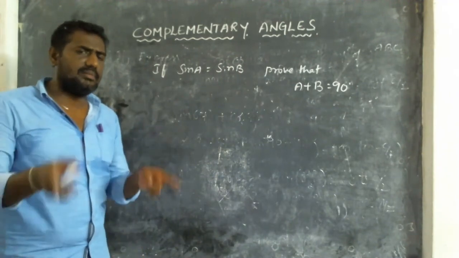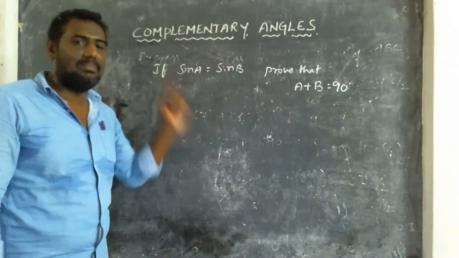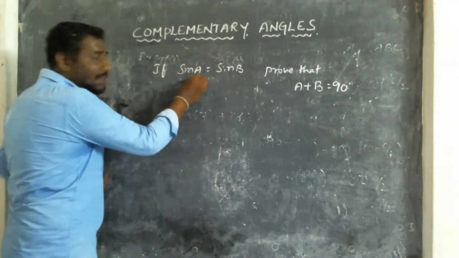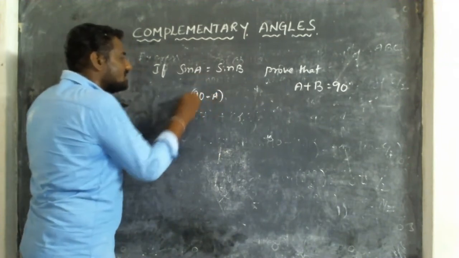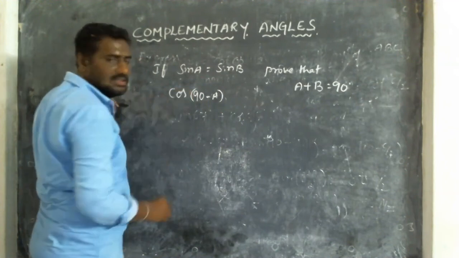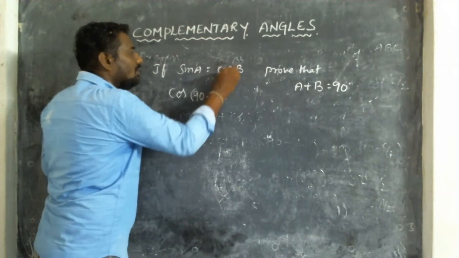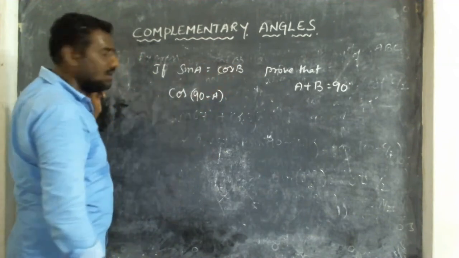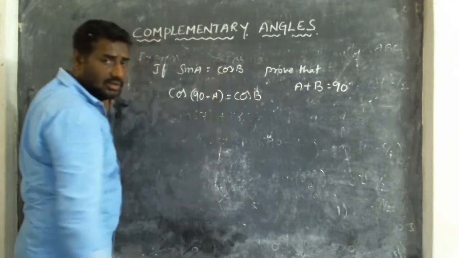So your two trigonometric ratios are there, one we will convert by using the formula. What formula can be applied here? First one, complement angle. A is converted to 90 minus A, sine is converted to cos. Sorry, here cos B. Our question is sin A equal to cos B. Now another one you write as it is.